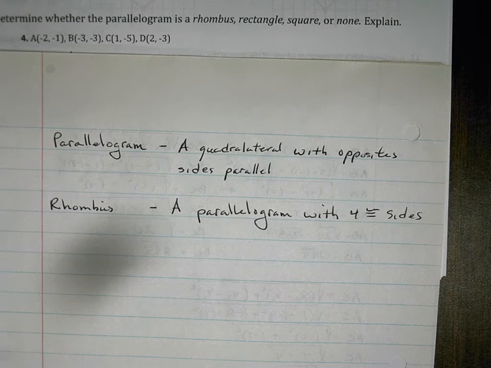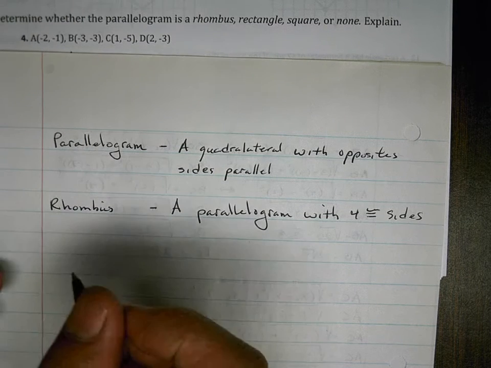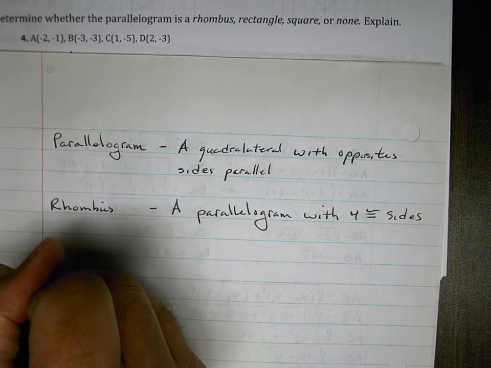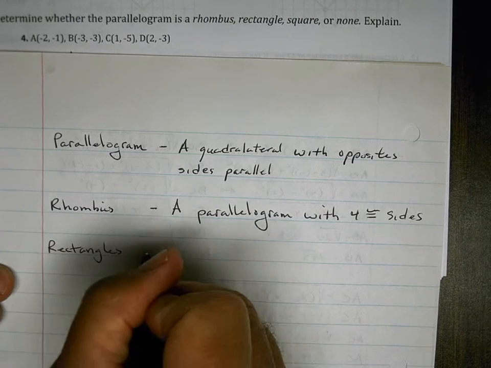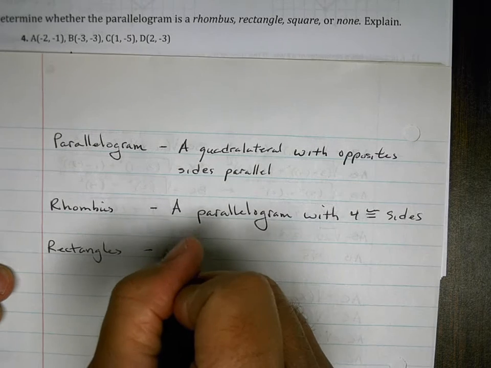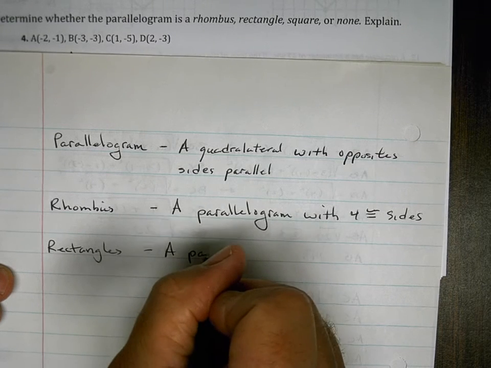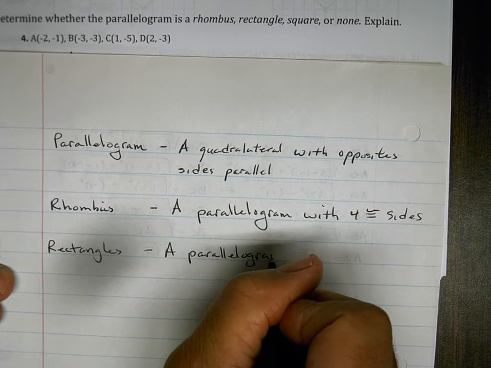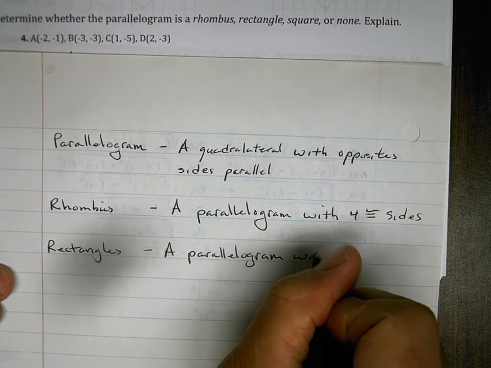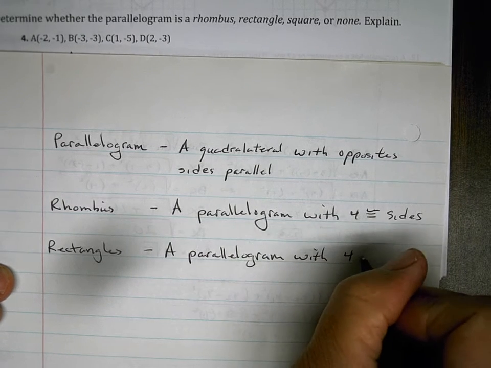How about a rectangle? What's a rectangle? You guys bring me so much pride. A rectangle is a parallelogram with 4 right angles.